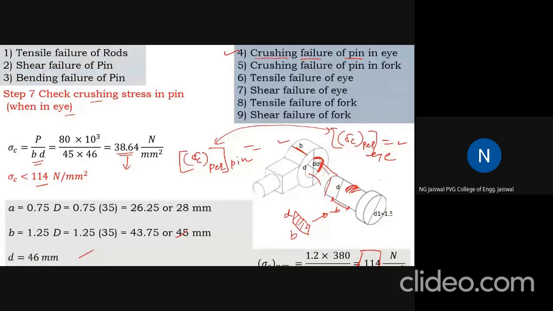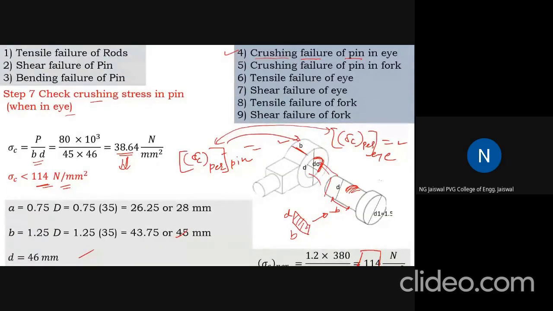If these two values are different, then crushing of the weaker component will take place first. Weaker in the sense whose permissible value is less. Are you getting this? So whose permissible value is less. Therefore, when the two materials in contact are different and their corresponding permissible stresses are different, you will compare this value to the lower value out of these two. I hope I am making things clear.